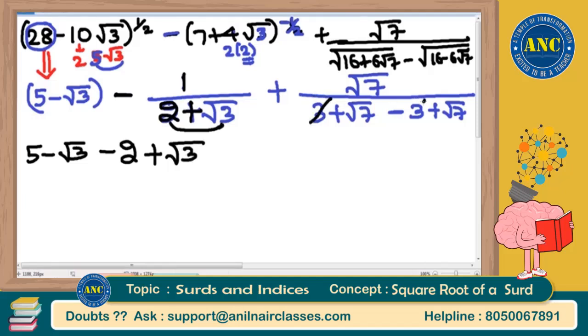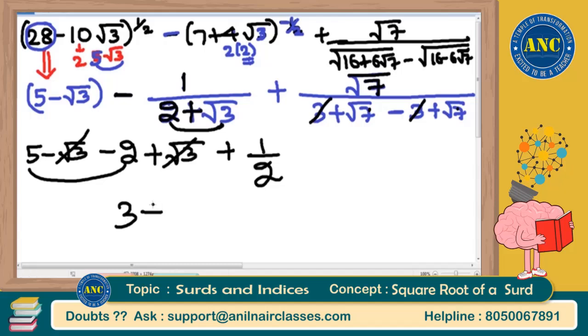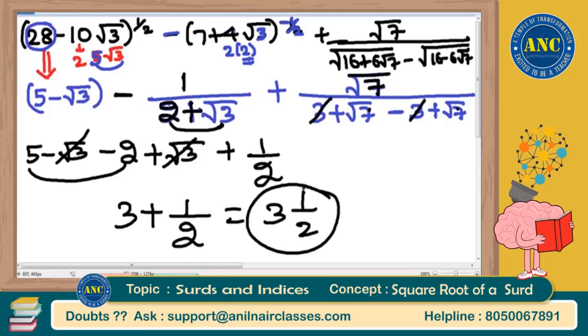Here 3 and minus 3 will cancel. Root 7 plus root 7 is 2 root 7. That 7 root 7 will cancel. You will be left with 1 by 2. What else is there? This is cancelled. 5 minus 3 is 2. Sorry, 5 minus 2 is 3. 3 plus 1 by 2. Answer is 3 1 by 2.